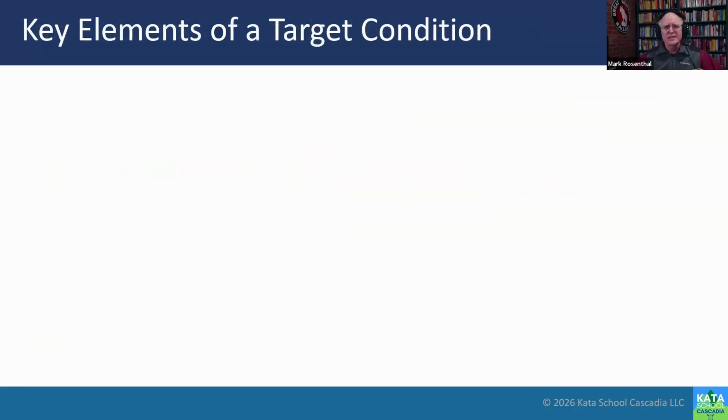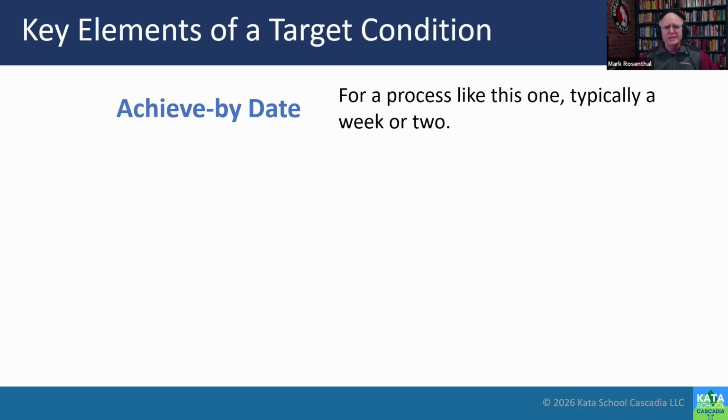Okay. If I were to look at the key elements of a target condition, one of them is we have an achieve by date. In a process like this, that's typically a week or two. As a coach, the achieve by date is one of the levers you can pull to manage that yellow, red, green. Because if your learner is overwhelmed, I can just say, well, where can you be in a week? Where can you be in 2 weeks? And by pulling the timeline in, typically people are able to see into a shorter term better than they can see into a longer one.